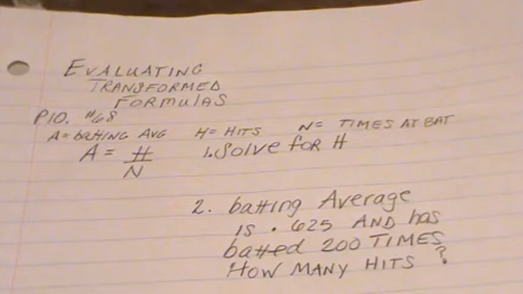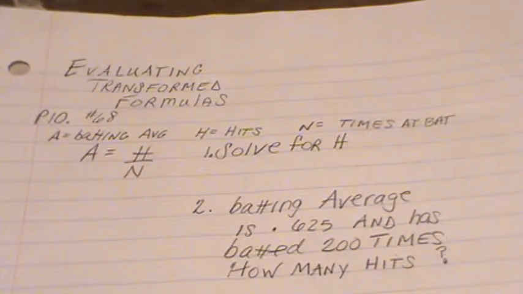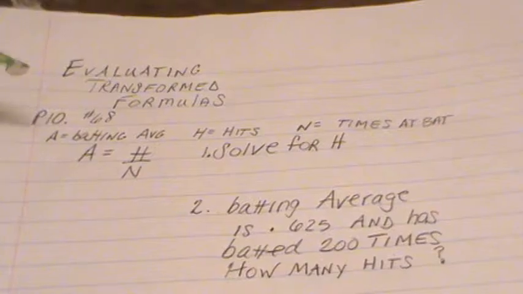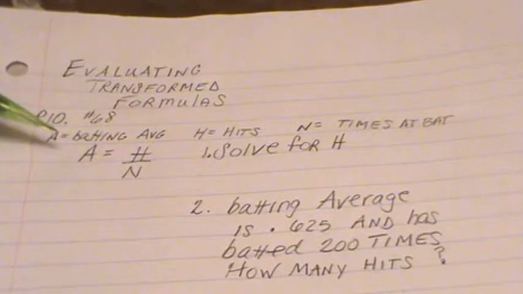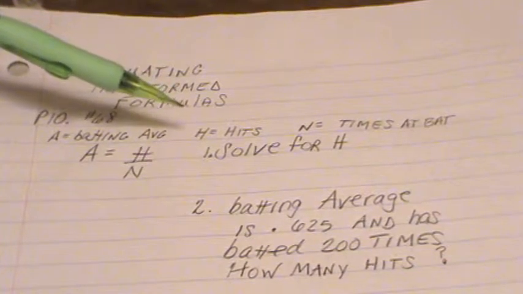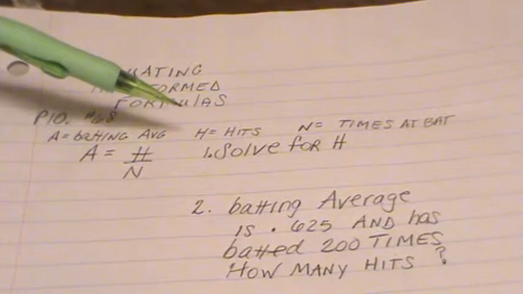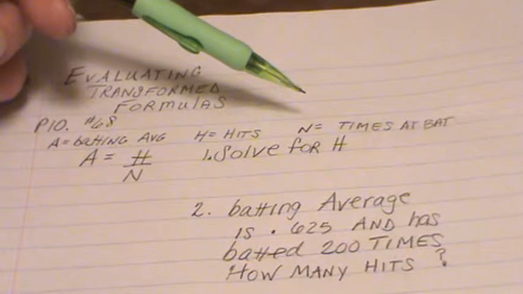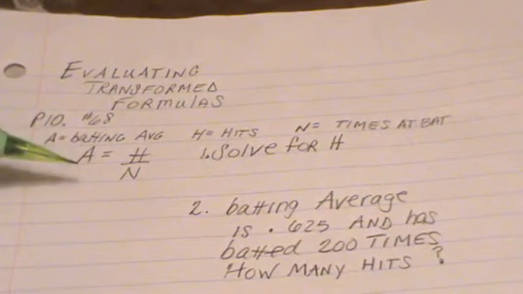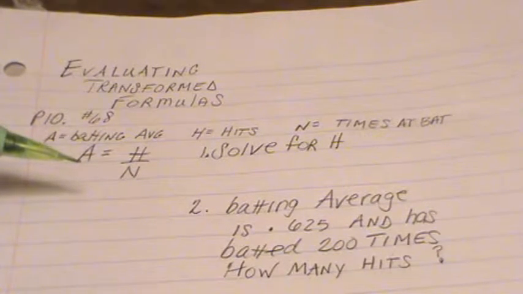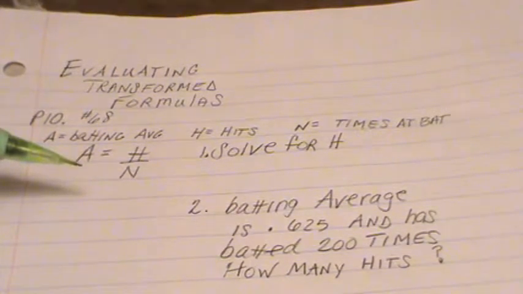They give you the formula, A equals H over N. They tell you what each letter stands for. So A stands for your batting average, H stands for the hits, and N stands for the number of times. Here's the formula they gave us. Remember, step one is they want us to solve for H.